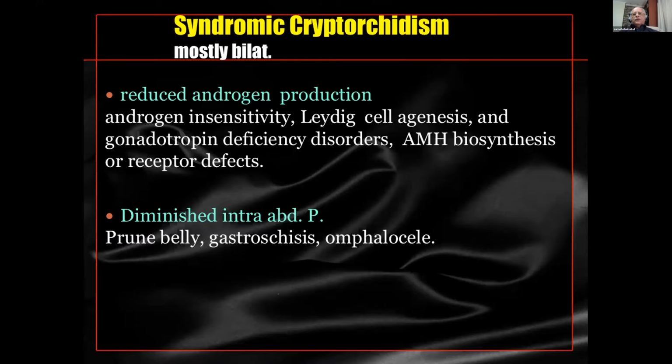We can categorize this into two types. One of them is due to reduced androgen production, because the mechanism of testicular descent is highly dependent on hormones. So any syndrome which affects androgen production will lead to bilateral undescended testis, like androgen insensitivity, Leydig cell agenesis, gonadotropin deficiency, and anti-Müllerian hormone biosynthetic receptor defect. This is one group. The other group is reduced intra-abdominal pressure, which is obvious in cases of Prune Belly syndrome, gastroschisis, and omphalocele.